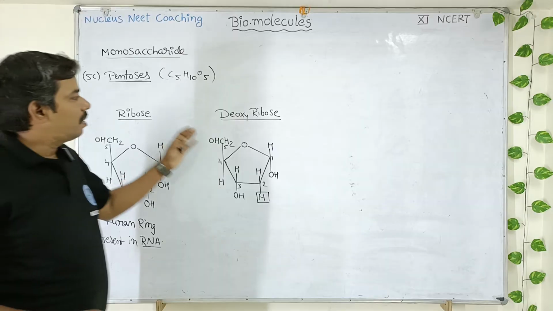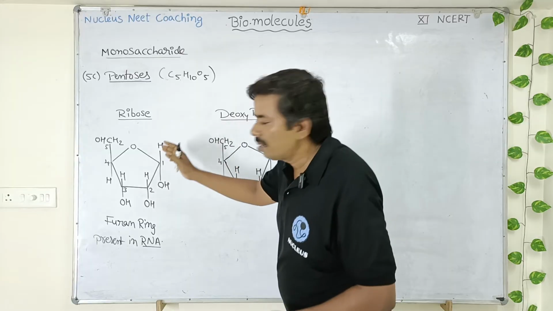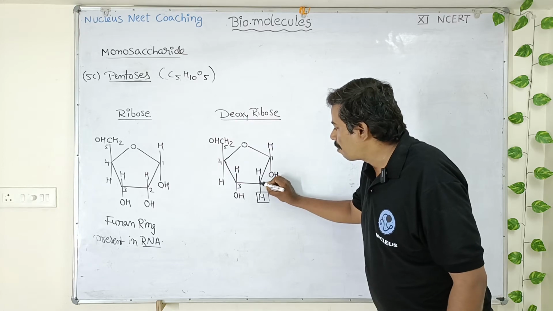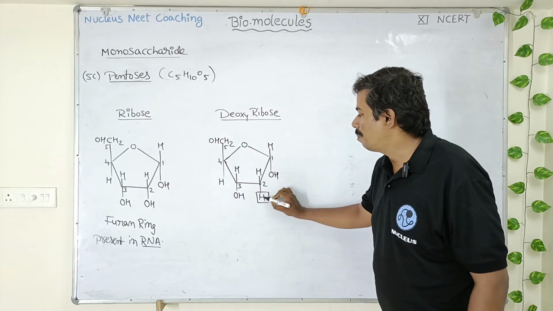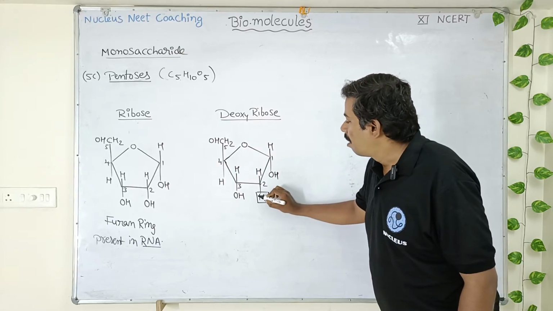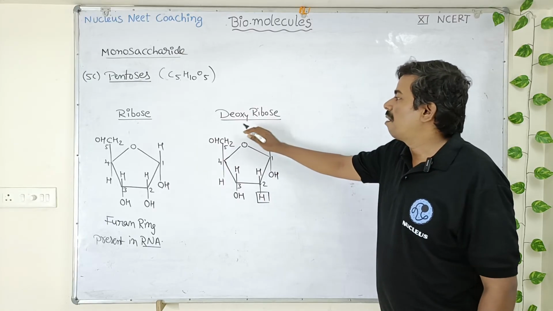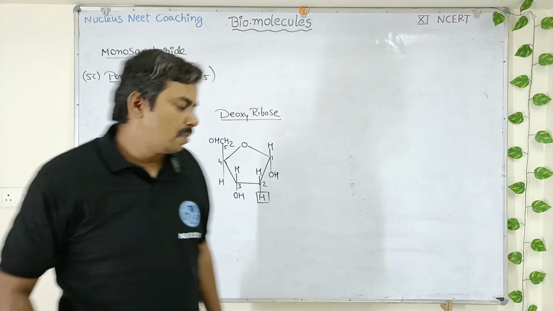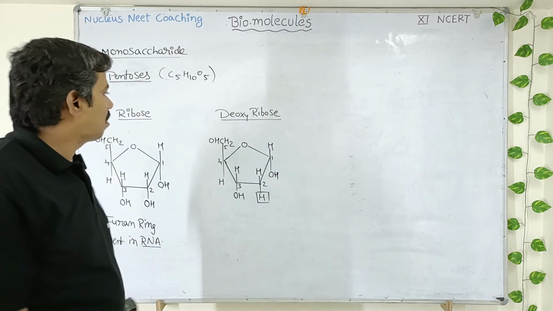Okay. Next, coming to deoxyribose. It is another type of pentose sugar which is almost similar to ribose, but there is a small difference. Look here, on the second carbon the OH group is absent. On both sides there is hydrogen. So one oxygen atom is absent. That's why we call it deoxyribose. One oxygen is missing from the structure of ribose on the second carbon atom, so it is called deoxyribose.